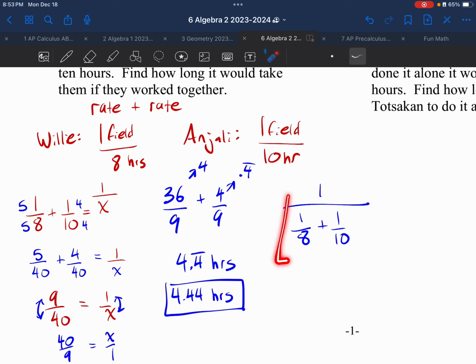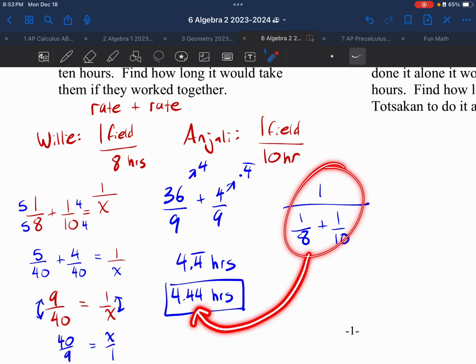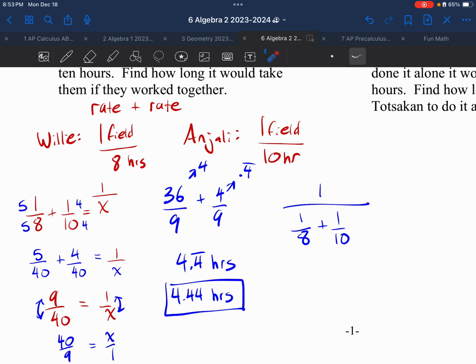If I had typed this exact expression into Desmos, this would have shown 4.44444 hours. So this is the shortcut. Now I'm going to label that the shortcut. And if you're being very clever, you know that Mr. Sindel allowed you to use calculators. You can just type this into a Desmos calculator and you're done. You can just memorize a formula.